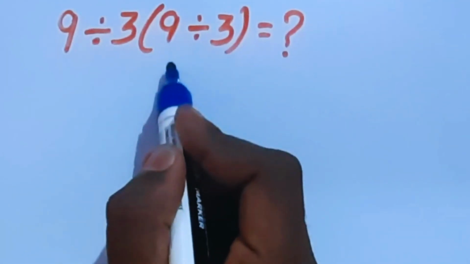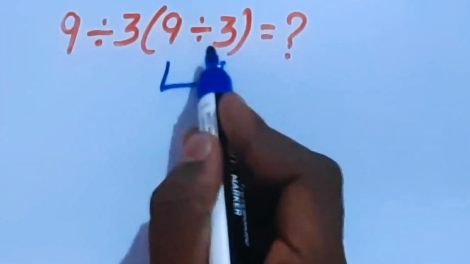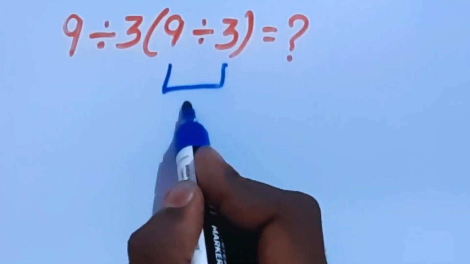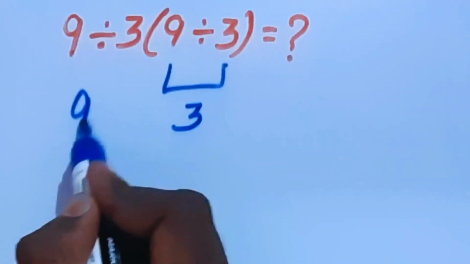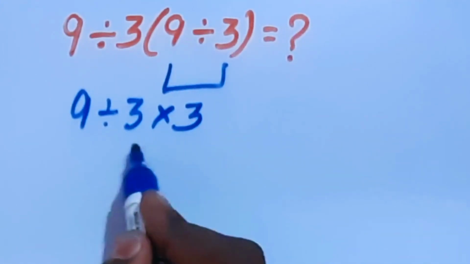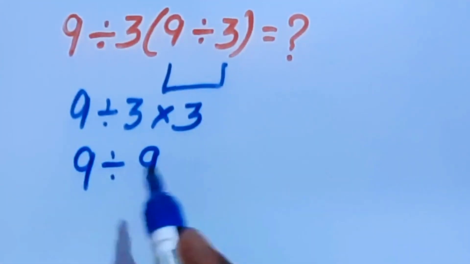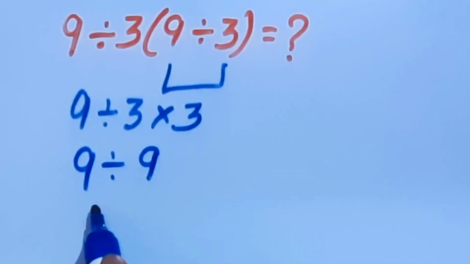Hello guys, most of them get answer 1 for this problem. It is wrong. 9 divided by 3 is 3. Here, 9 divided by 3 times this 3. Here 3 times 3 is 9. This is 9. 9 divided by 9 is 1.